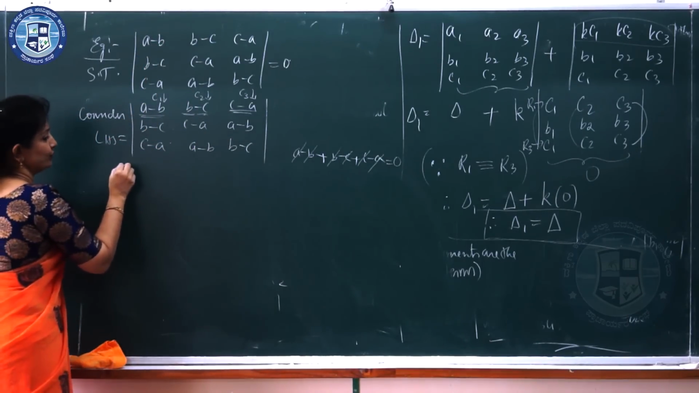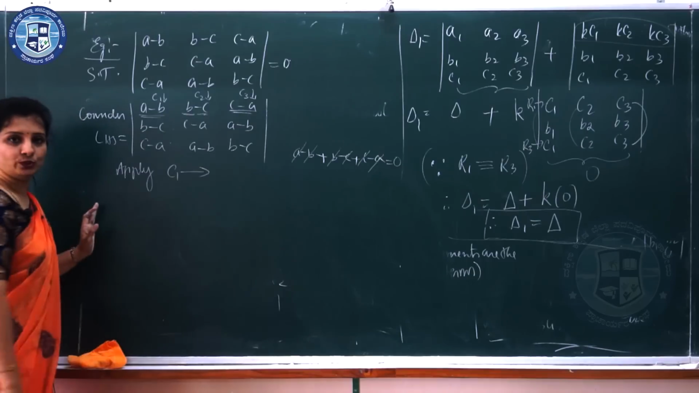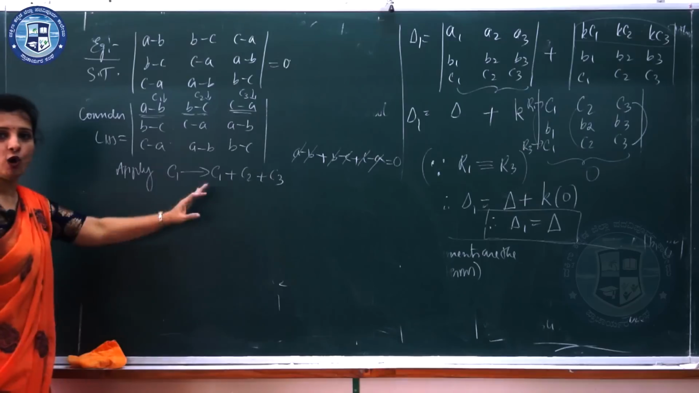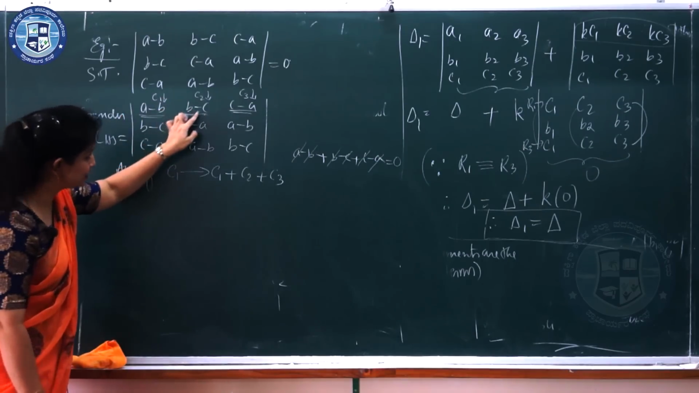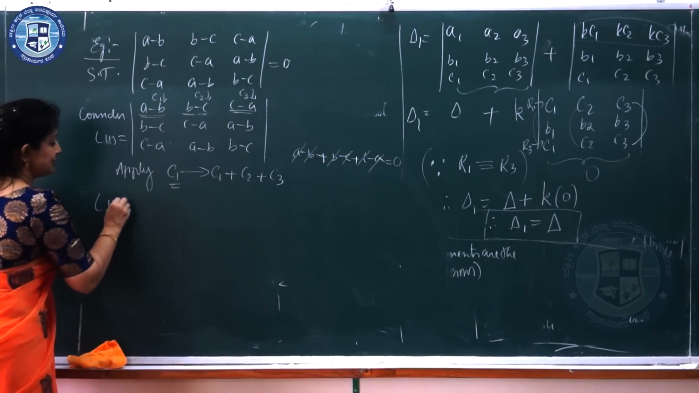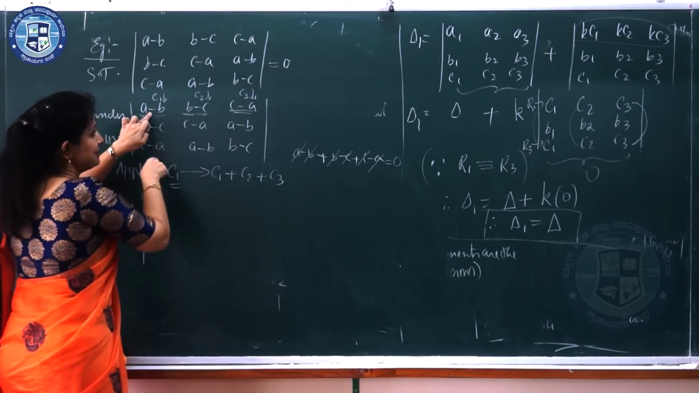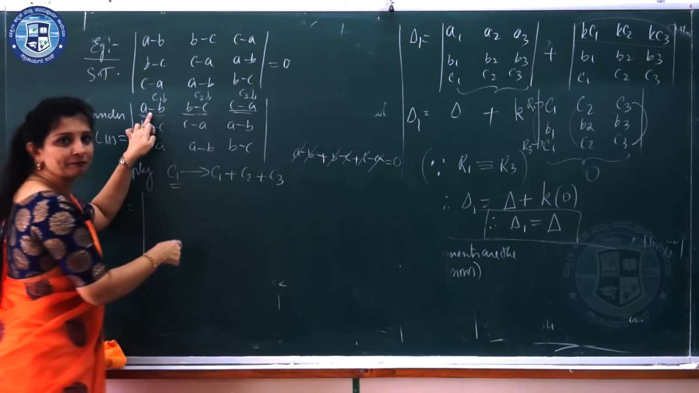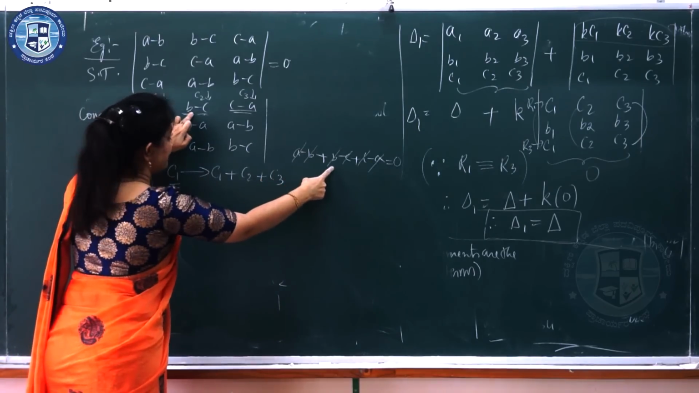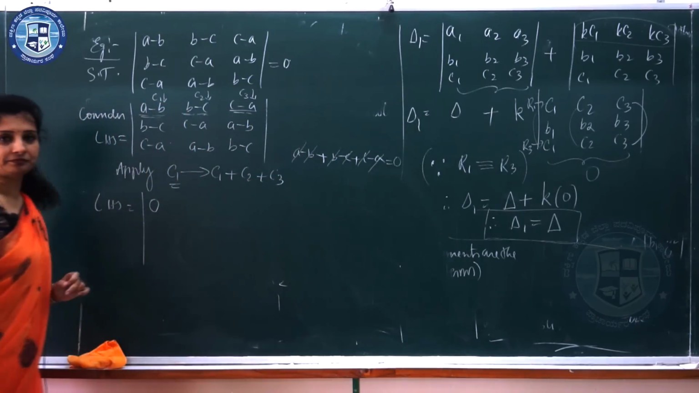So we apply C1 changes to C1 plus C2 plus C3. Add all the columns, C1 plus C2 plus C3. We are going to change the first column elements. So LHS equals the determinant with the first column elements changed to C1 plus C2 plus C3. What are the elements here for C1? A minus B plus B minus C plus C minus A. What do we get? 0.